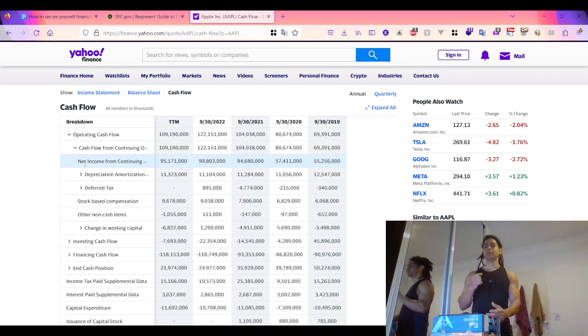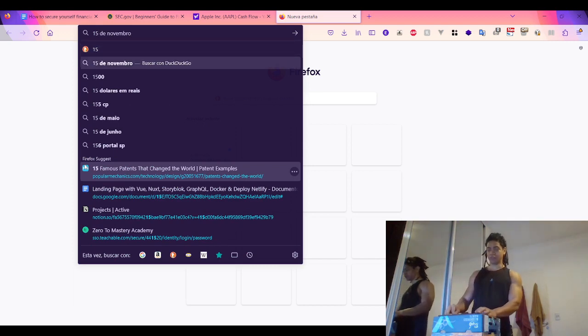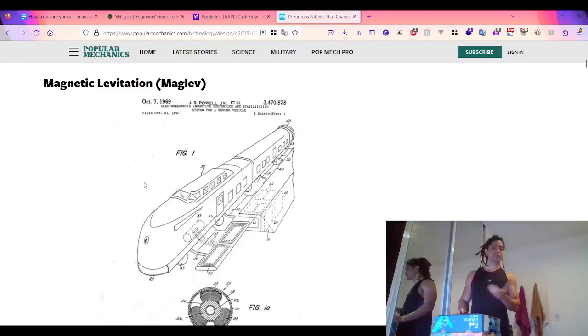Intangible assets, which are another common operating asset. Here we have patents, exclusive rights given to inventors so they can manufacture, distribute, and sell that invention over a period of time. And according to Popular Mechanics, there are 15 famous patents that changed the world. The first is maglev. I just want to mention a couple.